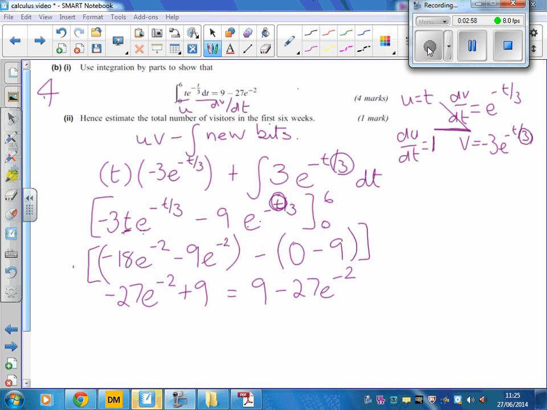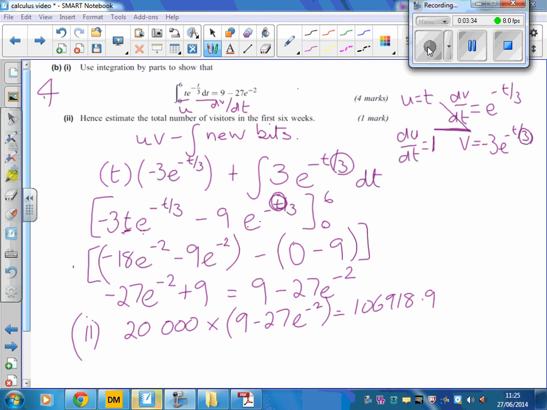Part 2, we're asked to find the total number of visitors in the first 6 weeks. In Part A, we integrated over the first 6 weeks, which means we found the total number of visitors in that 6 weeks, but if you notice, the 20,000 wasn't there. So all you've got to do is do the 20,000 times your 9 minus 27 e to the minus 2, which gives me 106,918.9, and to tidy up, I would do it to 3 significant figures.